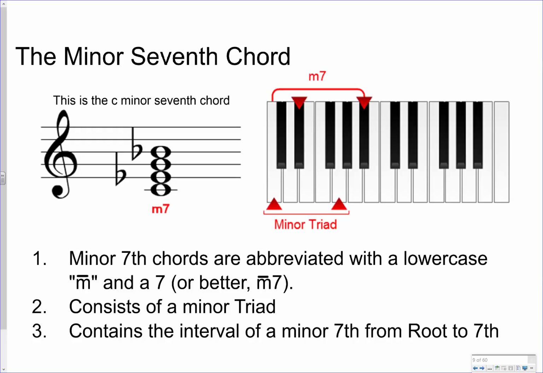Our root is C. We have a minor triad, C, E flat, G, and then from C up to B flat is a minor seventh, therefore making it a minor seventh chord. Minor seventh chords are abbreviated with a lowercase m and the number 7. And please be sure to put the line over the m to indicate minor. It consists of a minor triad and contains the interval of a minor seventh from root to seventh.